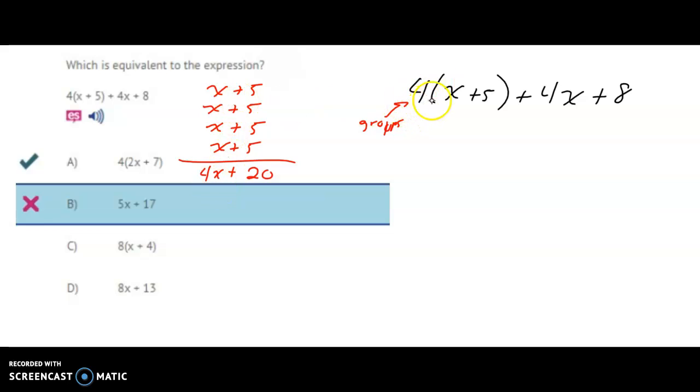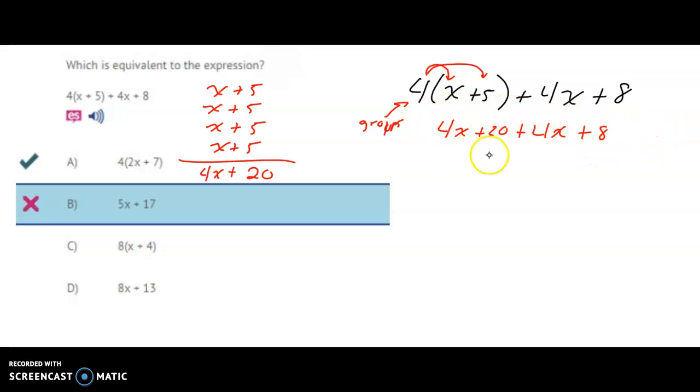So 4 times the sum of x and 5, 4 groups of x and 5, gives me 4x plus 20. Now you could have also done this. You could have said 4 times x gives me 4x, and 4 times 5 gives me 20. Now we got to bring everything down at the end. So we just simplified the 4 times the sum of x and 5. I'll bring down my plus 4x plus 8.